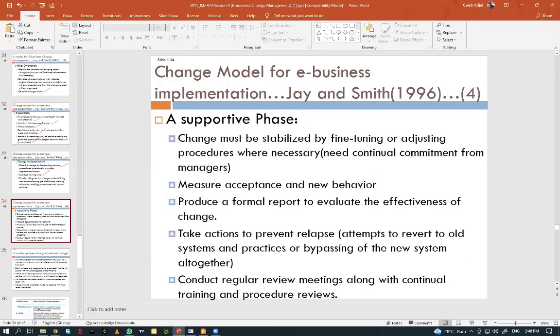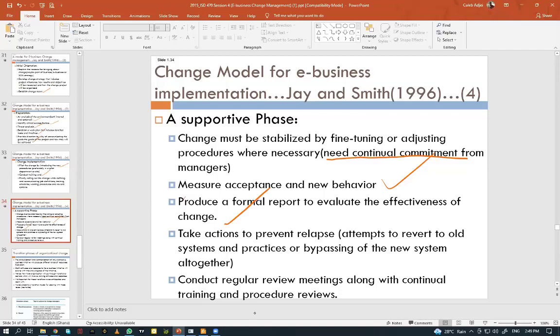Then the next phase is what we call the supportive phase. At the supportive phase, change must be stabilized by fine-tuning or adjusting the procedure. So after we have introduced the change, we need to continuously commit. There is a need for continual commitment from managers, because after we have introduced the change, the environment we introduced the change in keeps changing. Because of that, we need to keep fine-tuning it gradually until we get a perfect system that everybody becomes happy with. Then we also have to measure the acceptance and new behavior. Then we produce a formal report to evaluate the effectiveness of the change that we have introduced.